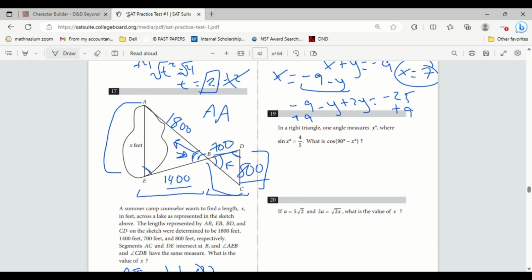So number 19. In a right triangle, one angle measures x degrees, where sine of x equals 4 over 5. What is cosine of (90 degrees minus x degrees)?